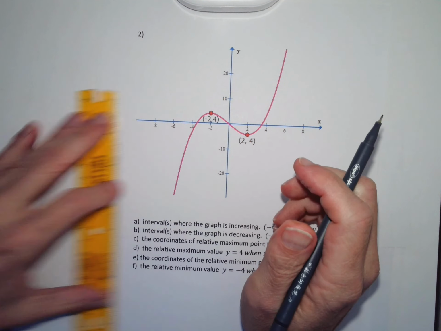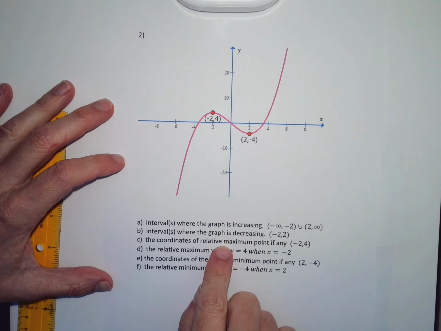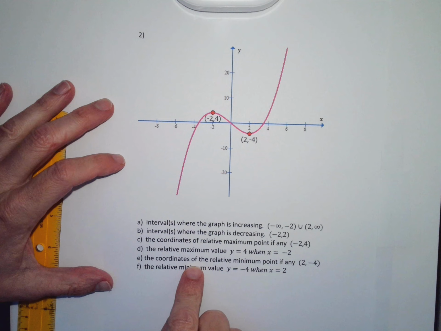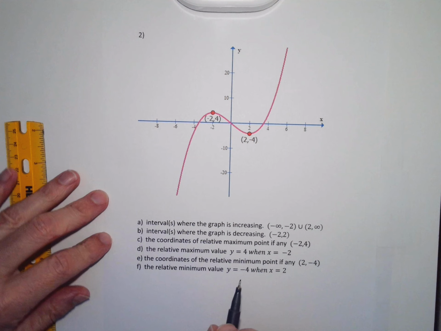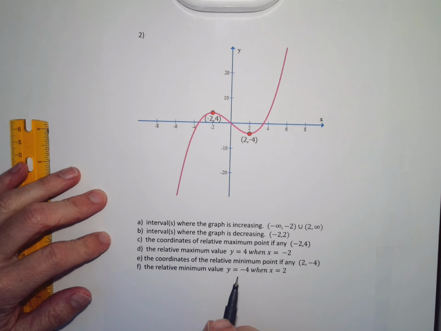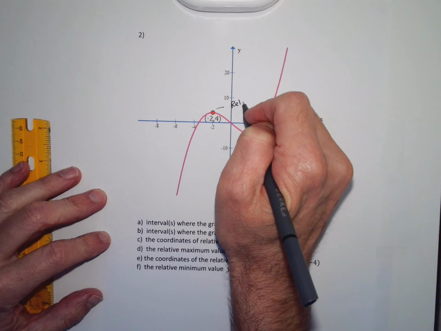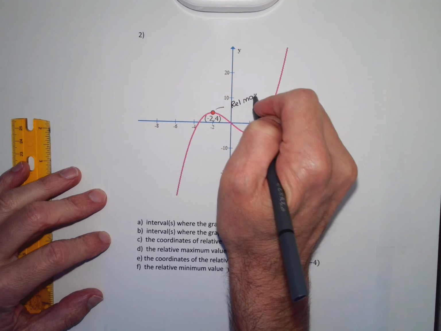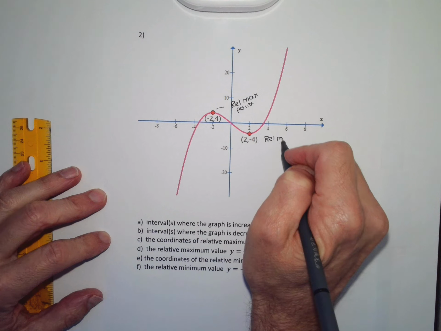Problem 2 just gives me a picture and asks me to find where the graph is increasing, decreasing, the coordinates of the relative maximum point, the relative maximum value, the coordinates of the relative minimum point, the relative minimum value. You don't need to show any work like I'm about to show here. You should be able to write this down by inspection. For quickness, that point (-2, 4) is the relative maximum point. And the point (2, -4) is the relative minimum point.